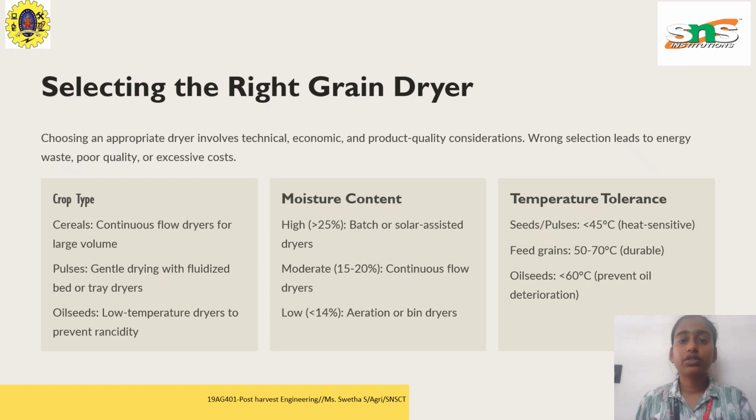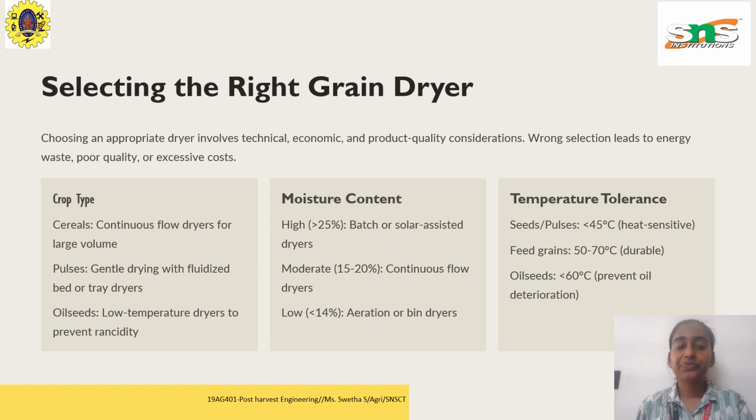And now we are going to see the selection criteria of a grain dryer. First, we have to think about the technical, economic, and product quality considerations because wrong selection leads to energy waste, poor quality, or excessive cost.